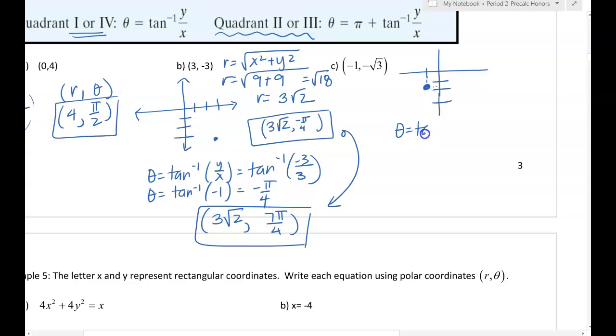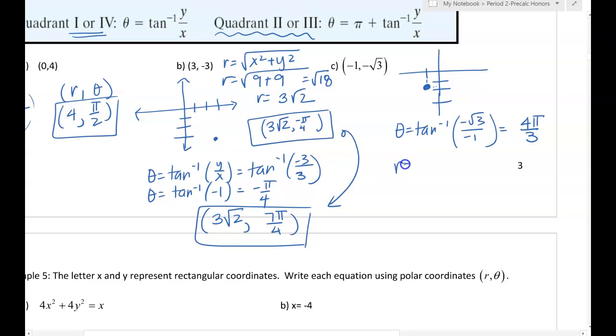Theta equals tangent inverse of y divided by x. Y is negative 3, x is negative 1. That's definitely a negative, and a negative is now positive, so that's why it's in quadrant 3. So I would now have 4 pi over 3, right? Because that's the angle in quadrant number 3.